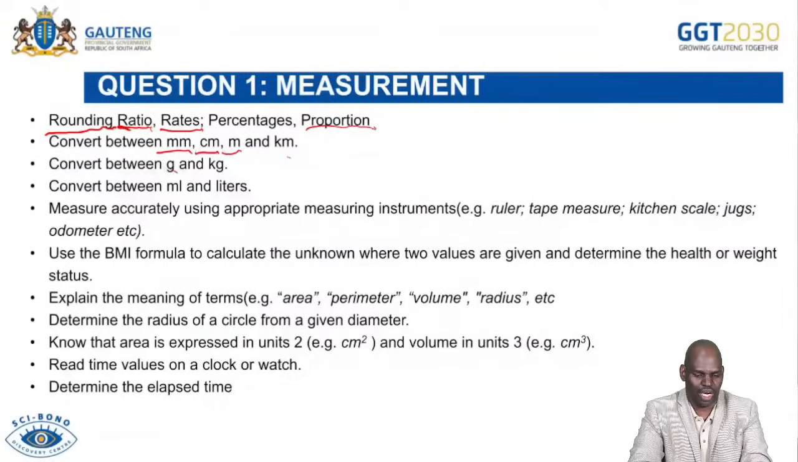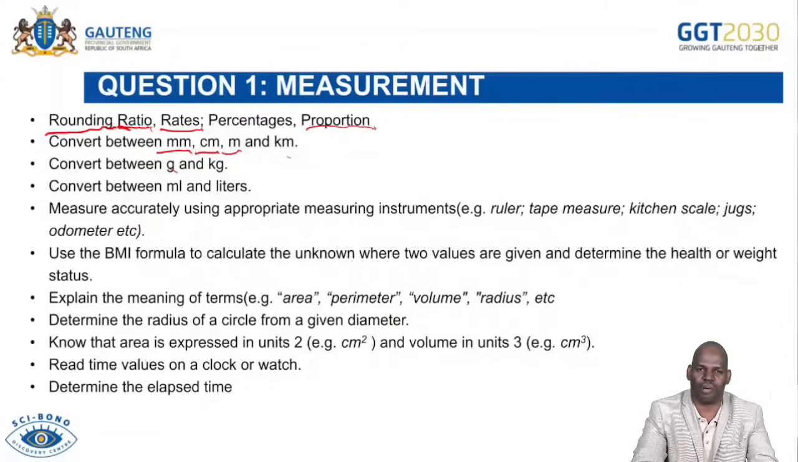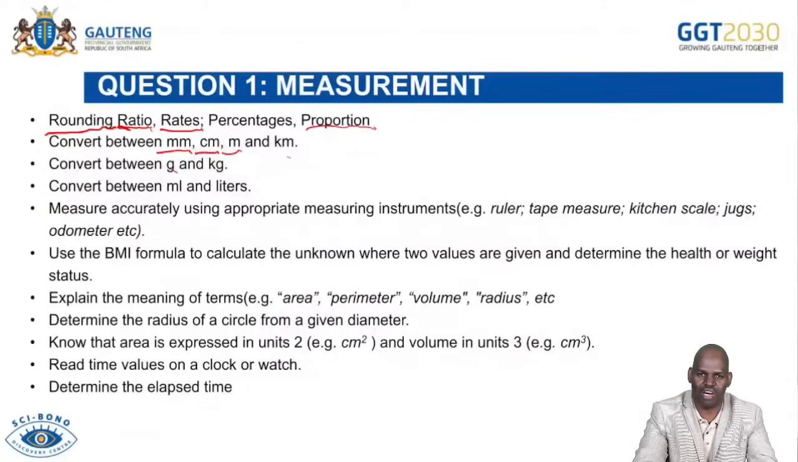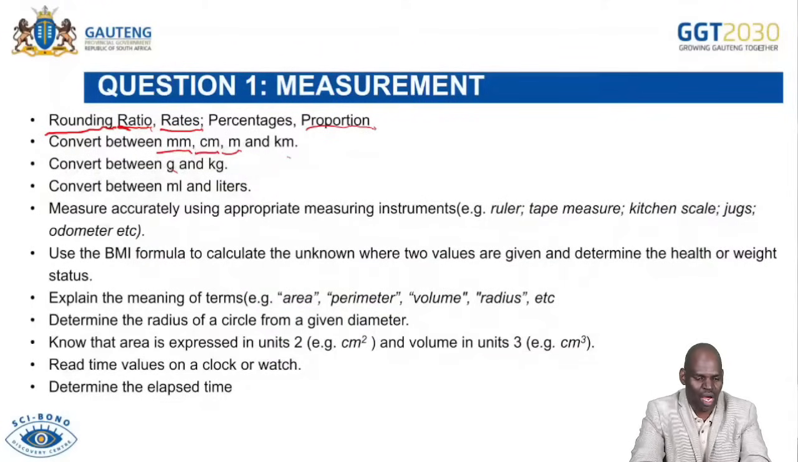Then we've got convert between gram and kilogram. The conversion factor might not be given, so you must know how to convert. If I convert from gram to kilogram, I'm going to divide by 1,000. But if I convert from kilograms to grams, I multiply by 1,000. Again, converting between milliliters and liters. If I have to convert from liters to milliliters, I multiply by 1,000. But if I convert from milliliters to liters, I divide by 1,000. Such exercises.